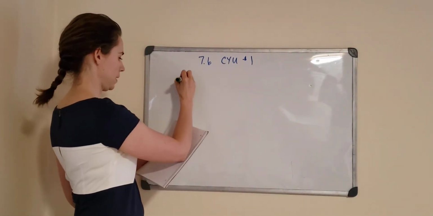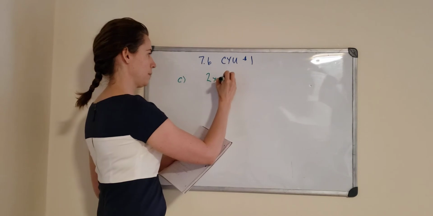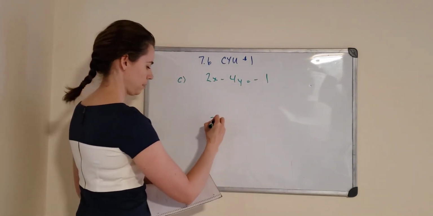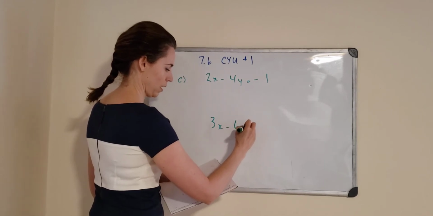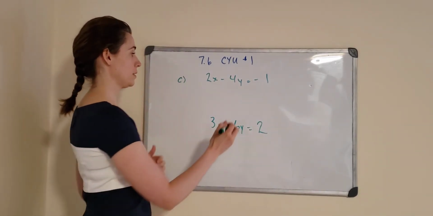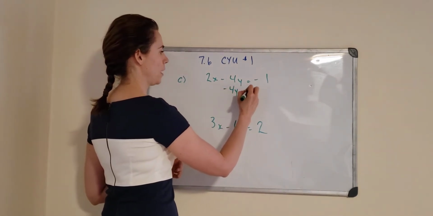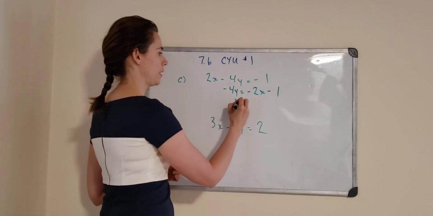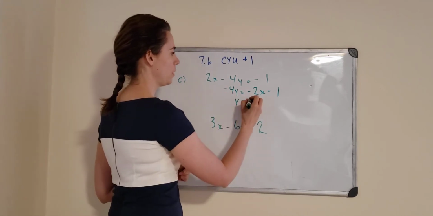Okay, C says 2x minus 4y equals negative 1, and 3x minus 6y equals 2. Okay, so let's go ahead and solve these. Negative 4y equals negative 2x minus 1. Let's divide by our negative 4.